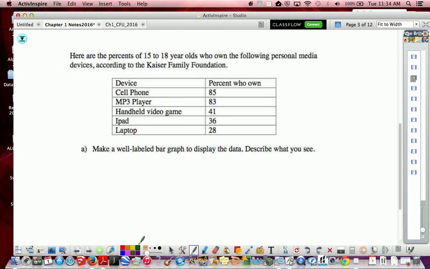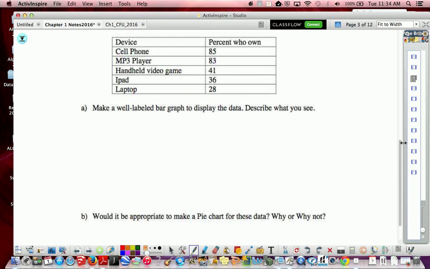So here, question A says, make a well-labeled bar graph to display your data. Describe what you see. So we got a couple things that we need to do here. First of all, I need to make my bar graph. So a bar graph, when we make a bar graph, the first thing we want to do is make an X and Y axis. Now with bar graphs, technically, you can flip the X and Y axis around. I tend to like to have whatever the individuals are on the X-axis, and the Y-axis represent like the frequency, or in our case, the percent.